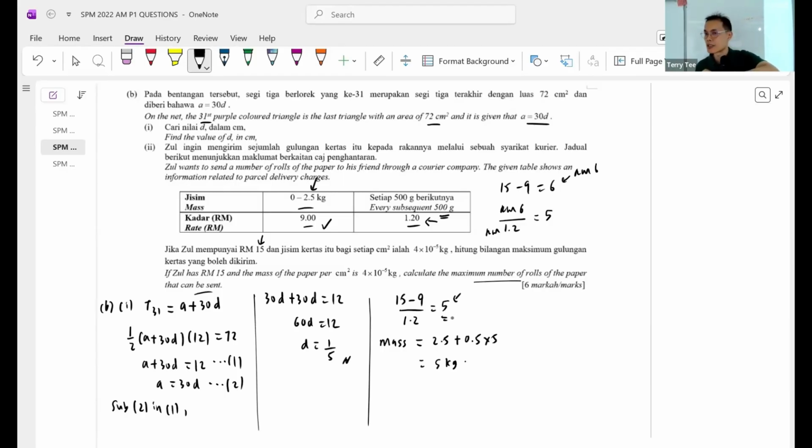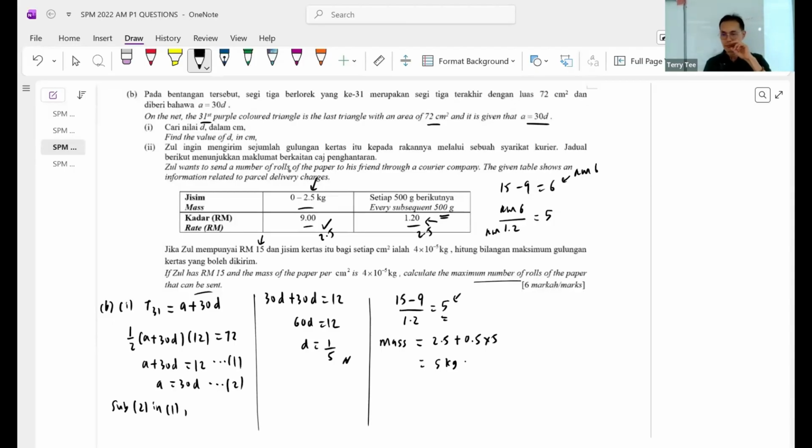No. This 5 represents what? I got 5 parts of 500 gram. Right? So that means I can send another 2.5 kg, isn't it? I can send another 2.5 kg here. I can send 2.5 kg here. Total, I can send 5 kg.